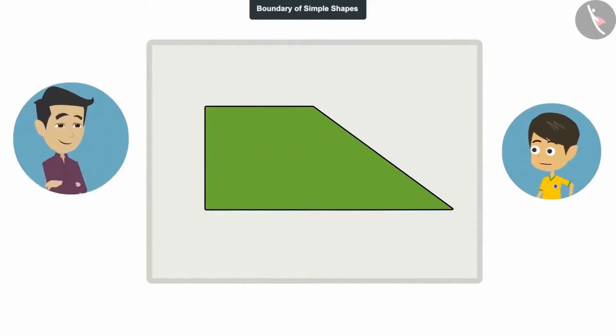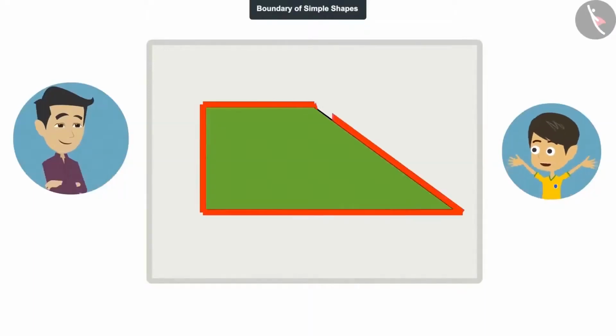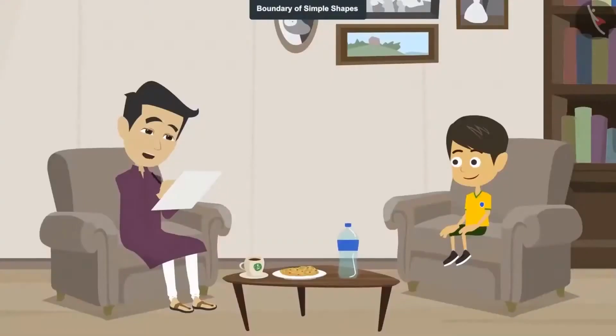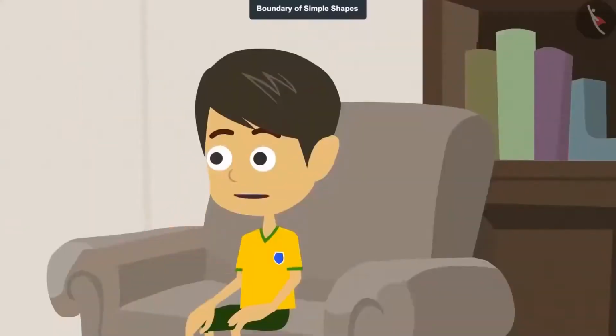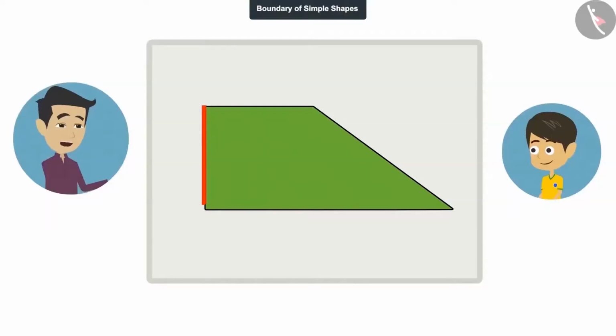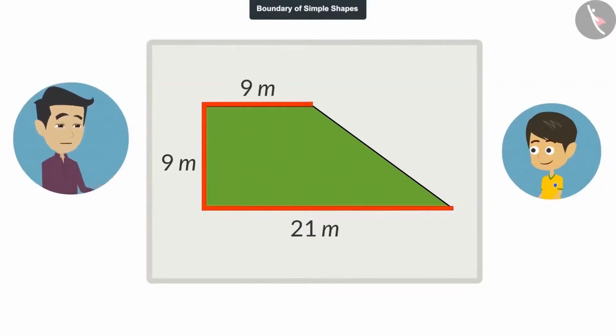It is easy. You can add the length of the line on all sides of the boundary and you will get the boundary's length. I will tell you the length of all these lines. Find out the length of the boundary and tell me. Okay, tell me the length of all the lines. The length of this line is 9 meters. The length of this line is also 9 meters. The length of the bottom line is 21 meters. And the length of this slanting line is 15 meters.